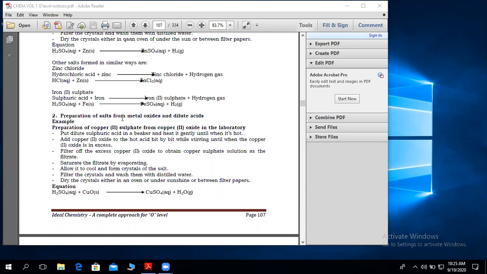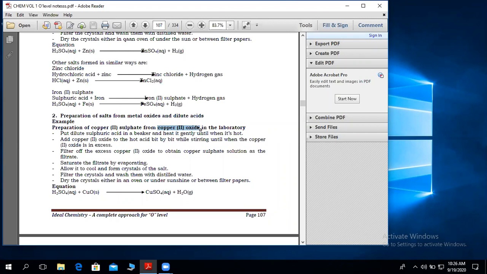So preparation of salts from metal oxides, we said the procedure does not change. What has changed is, in the other case, we were using a metal, but this time we are using an oxide. So put dilute sulfuric acid in a beaker and heat it gently until it is hot. I told you the reason why we heat, members. Because this oxide, copper 2 oxide that you are going to add, sometimes it takes long to dissolve. It does not dissolve easily in dilute acid.